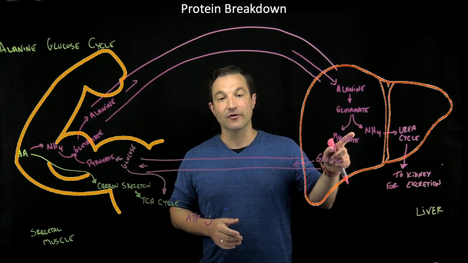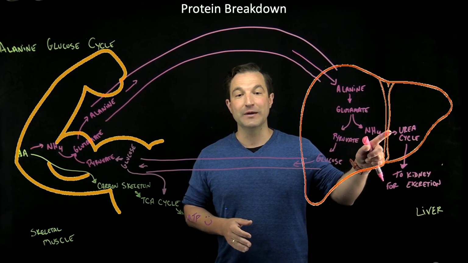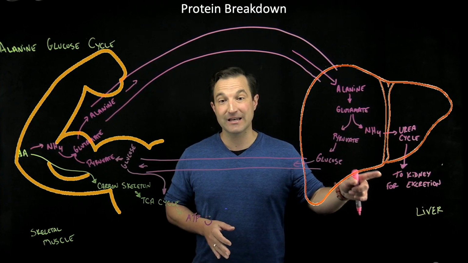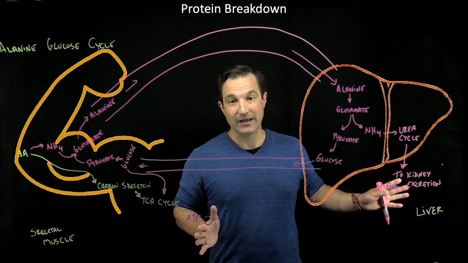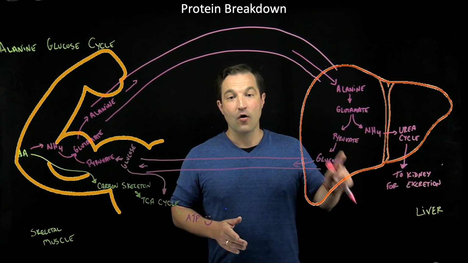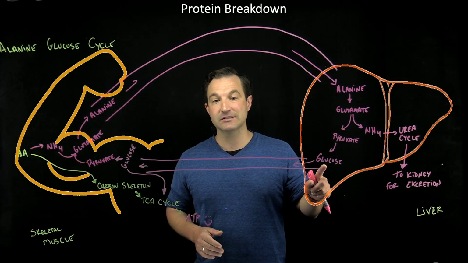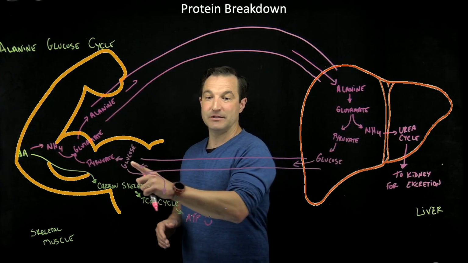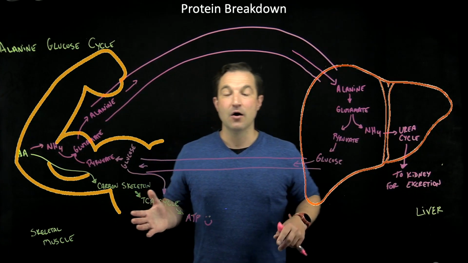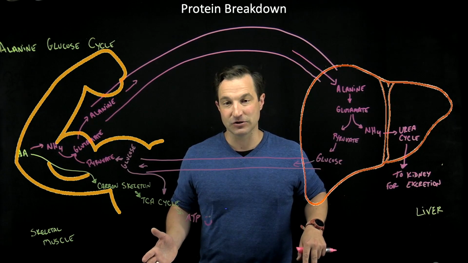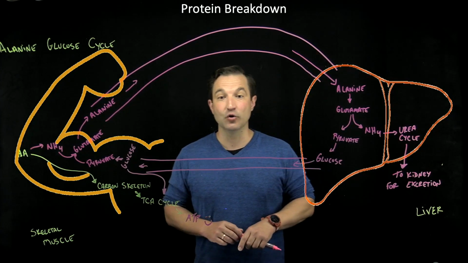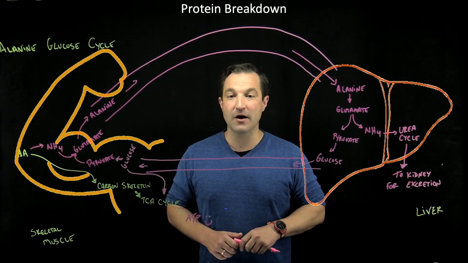We can, in the liver, now create our urea. The urea goes to the kidney. We can then move it into the bladder and get rid of it through our urinary tract. Also, that pyruvate goes through gluconeogenesis to glucose, back through the bloodstream to the muscle to provide more substrate for ATP production.